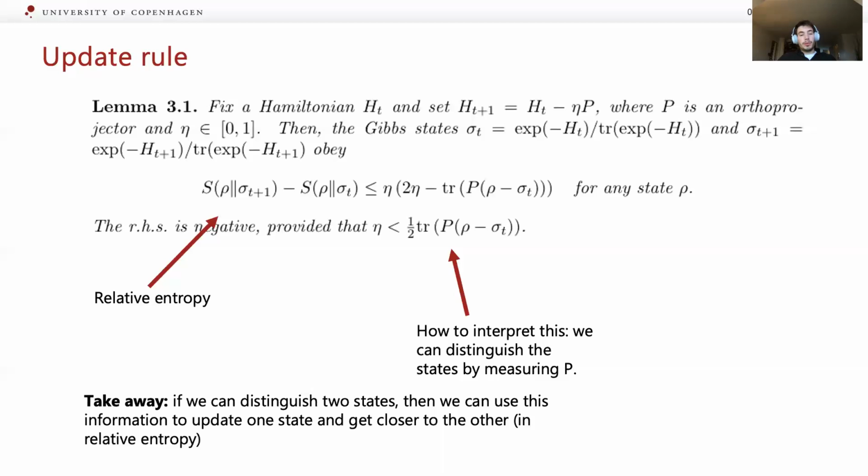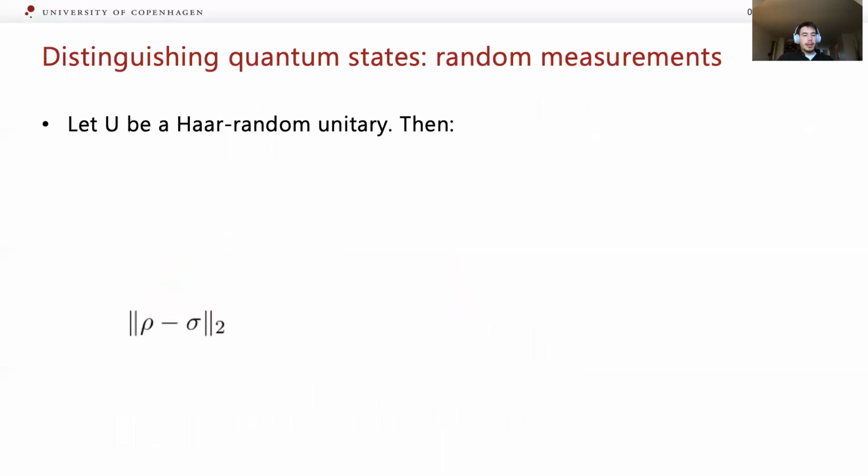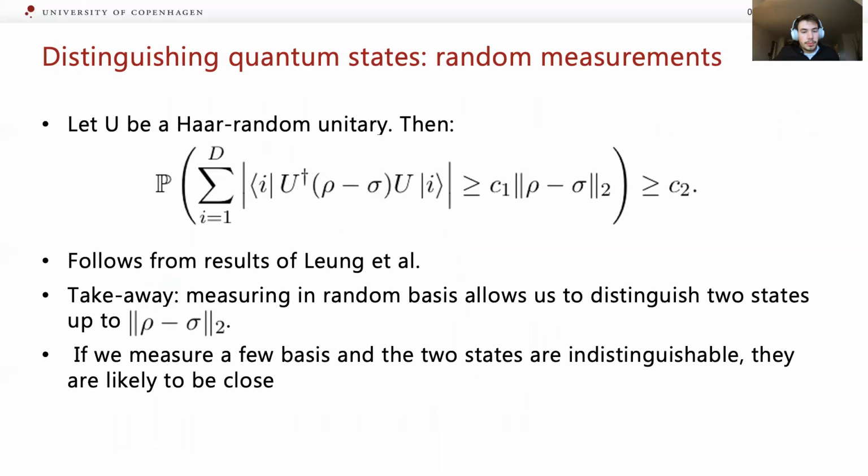And we have the promise that as long as we can distinguish the target state from our current guess, we're going to make progress in relative entropy. And we can then, for all sorts of measurement setups, just take some literature on distinguishability of quantum states and lift it to a result on tomography.